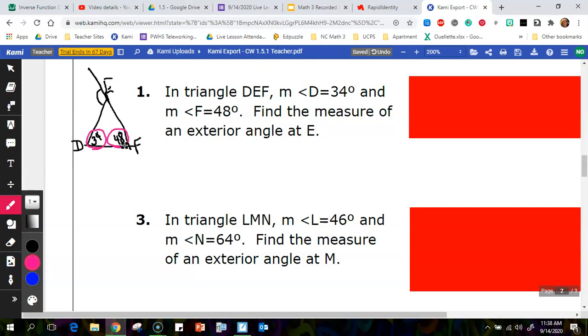34 plus 48 is 82. So that exterior angle would be 82 degrees. So the answer is 82 degrees.